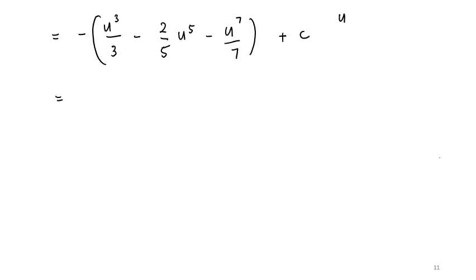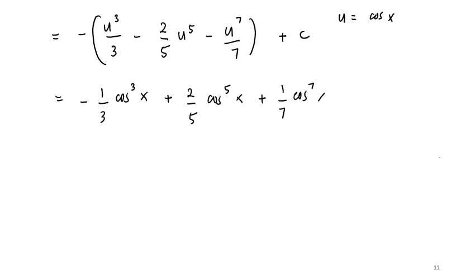Back. Initially you put the substitution as u equal to cos x, so put it back into the equation. So there goes 1 over 3 cos to the power of 3 x plus 2 over 5 cos to the power of 5 x minus 1 over 7 cos to the 7 x plus the constant of integration, and that's it. It's easier to integrate if you use the appropriate trig identities and use substitution, then only will you get to this point.